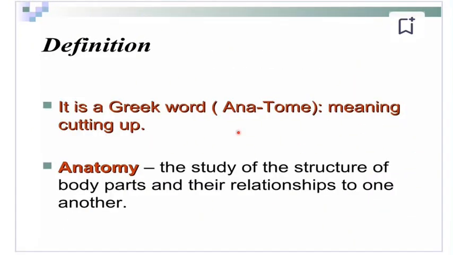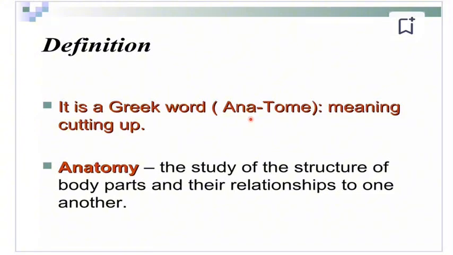So anatomy comes from the root word. It's a Greek word, and anatomy means cutting up. You notice that usually when you go to the dissection room, there are cadavers. We make a lot of cuts just to study structures. So that's basically the root word of anatomy, just cutting up of body structures.